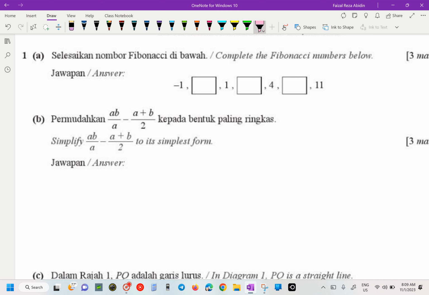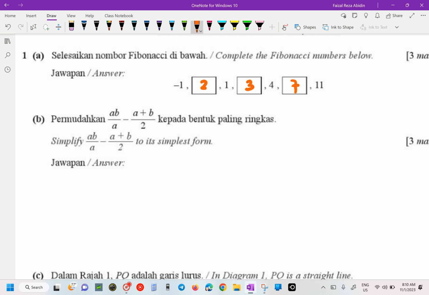Negative 1 plus 2, you're going to get 1. Right? Okay, so that means this one will be 2. Then 1 plus 3 is 4. 1 plus 3. And 4 plus 7, we're going to get 11.